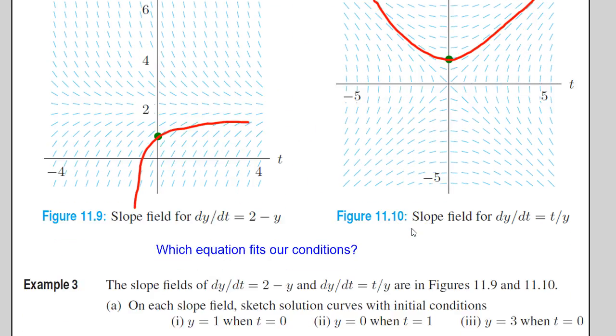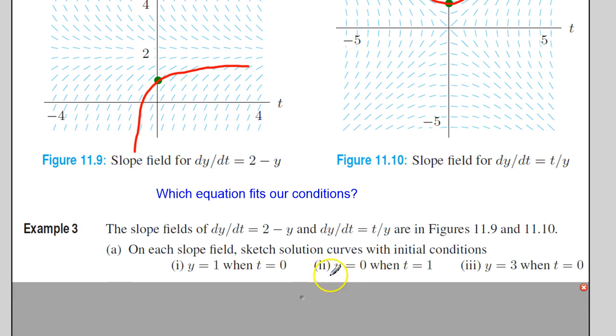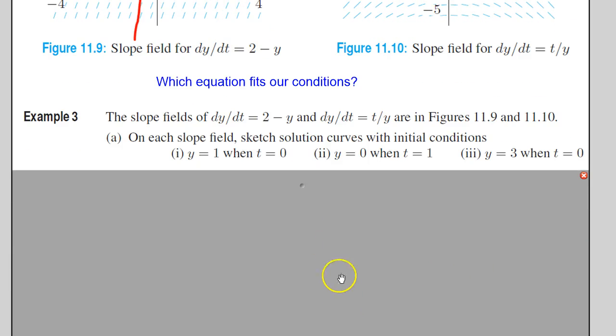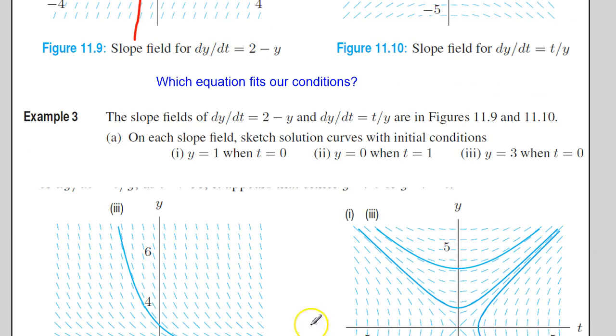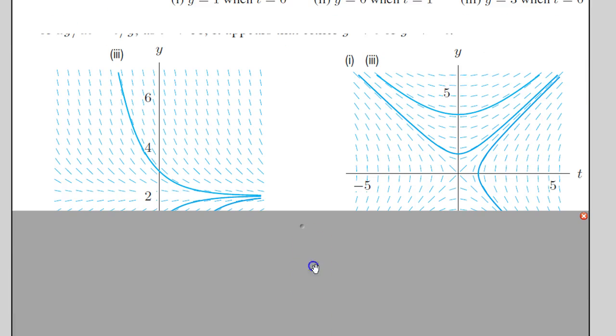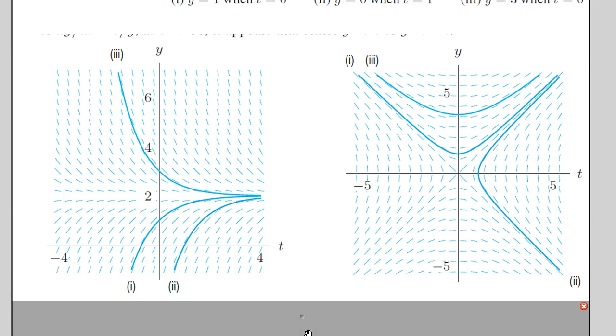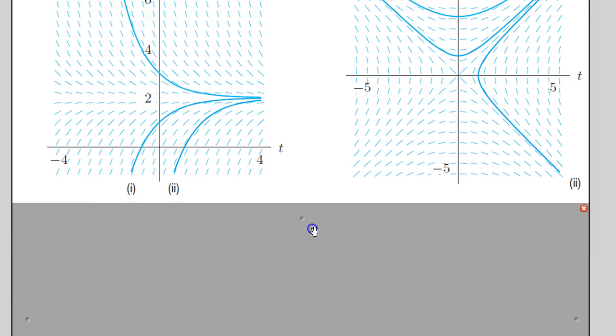And if we want to do it for other conditions, when y equals 0 and t equals 1, or when y equals 3 and t equals 0, we'll have our solutions looking in the format like this in this case. Okay? And so that's how we would use this.